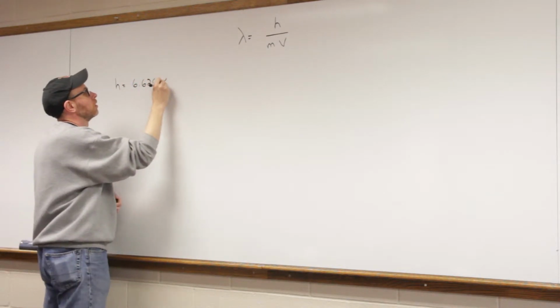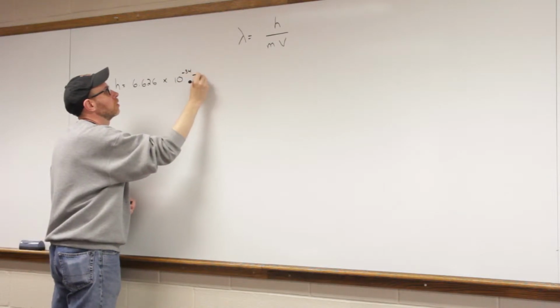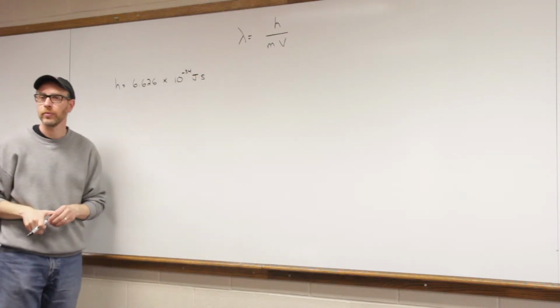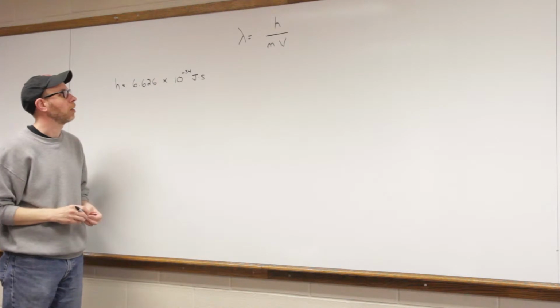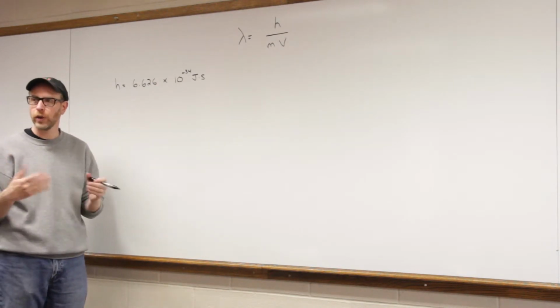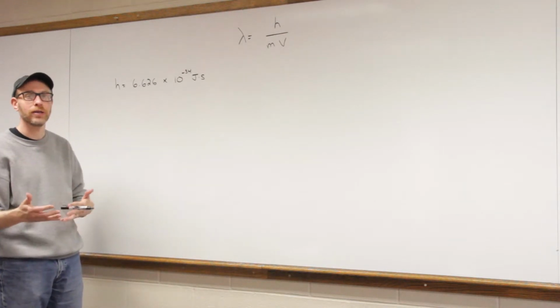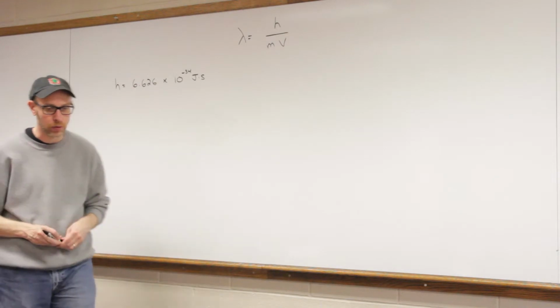Planck's constant is 6.626 times 10 to the minus 34th joule seconds. It is a constant, and we've used it before, particularly whenever we have converted back and forth between wavelength and frequency of a photon or of light.